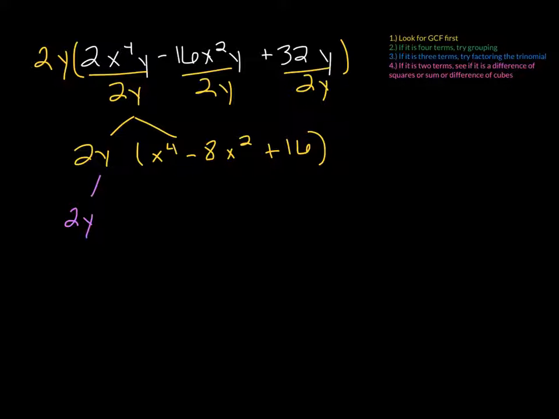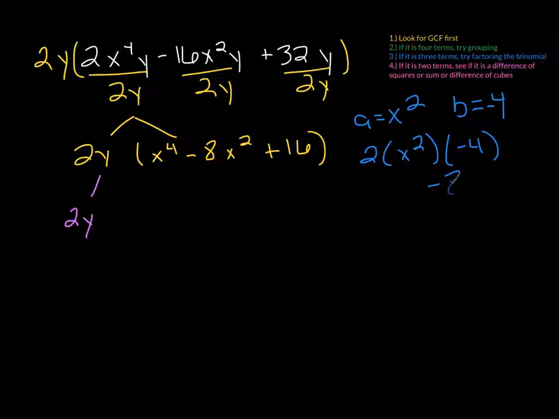Now, x to the 4th minus 8x squared plus 16 is a trinomial. Notice the first and last terms also happen to be perfect squares. So let's see if that's a perfect square trinomial. Square root of x to the 4th is x squared, so that would be a. And square root of 16 is 4, so that would be b. Let's see if 2ab is negative 8x squared. Actually we'll make that negative 4 since b is negative. So 2 times x squared times negative 4 does in fact equal negative 8x squared.